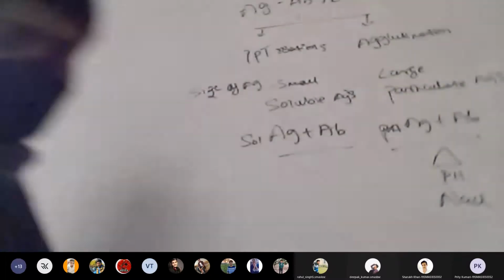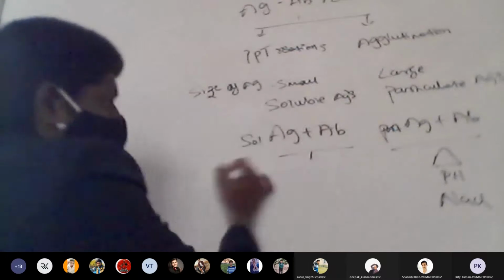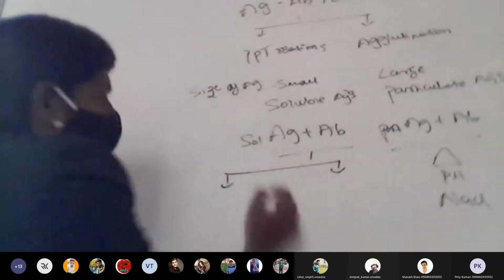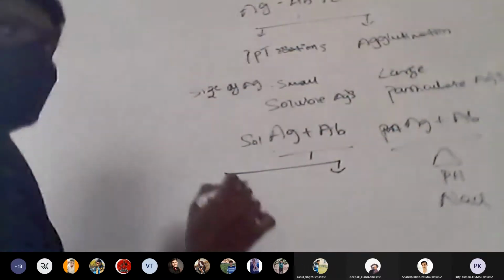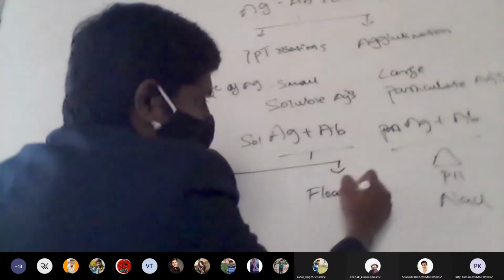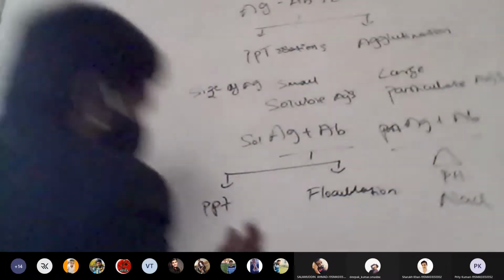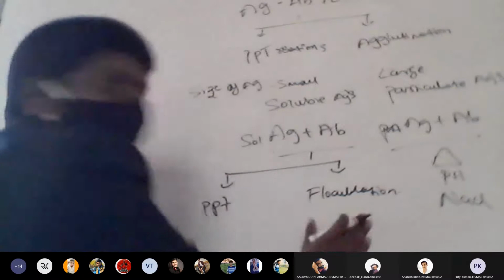Now, these precipitation reactions are broadly divided into two types. Tell me those two types, students. You need to tell properly. Here we have precipitation reactions and we have flocculation reactions. So, what is the major difference between precipitate and flocculation?